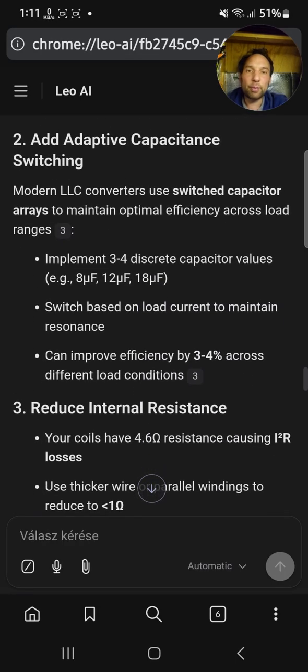Add adaptive capacitance. Modern LLC converters use switched capacitor arrays to maintain optimal efficiency across load ranges. Implement 3-4 discrete capacitor values, 8 micro, 12 micro, 18 microfarads. Switch based on load current to maintain resonance. Can improve efficiency by 3-4% across different load conditions.